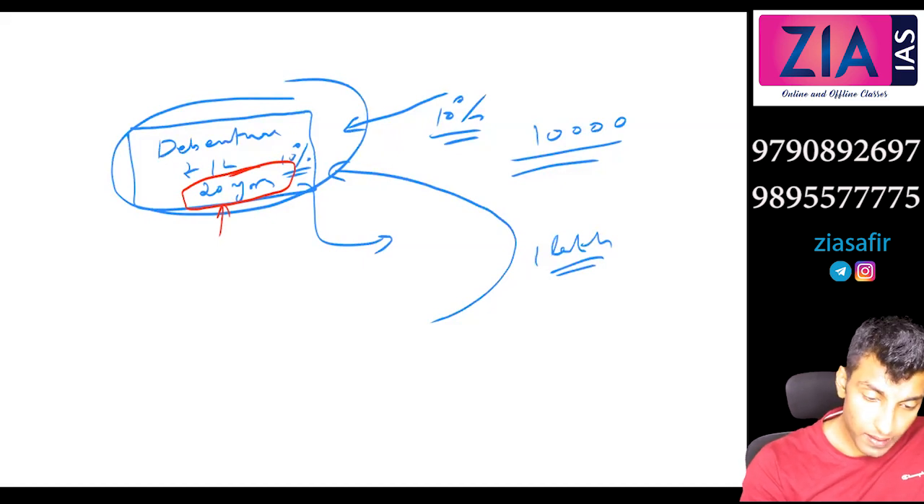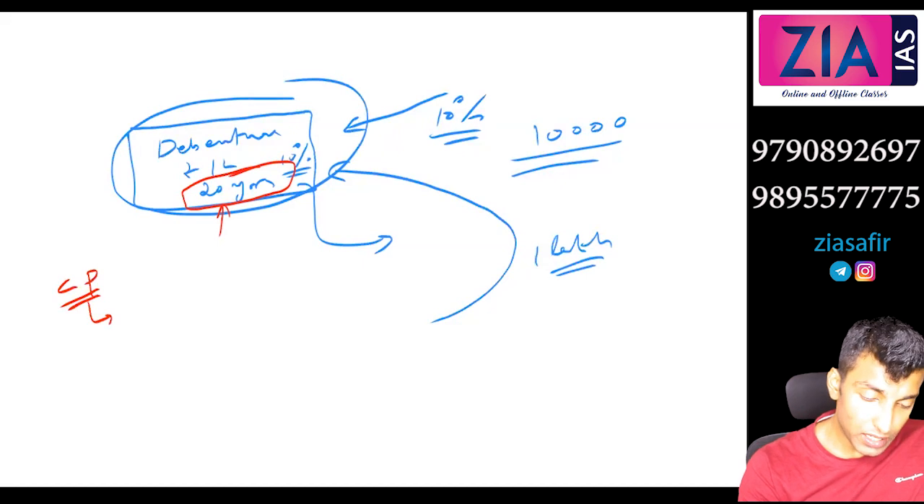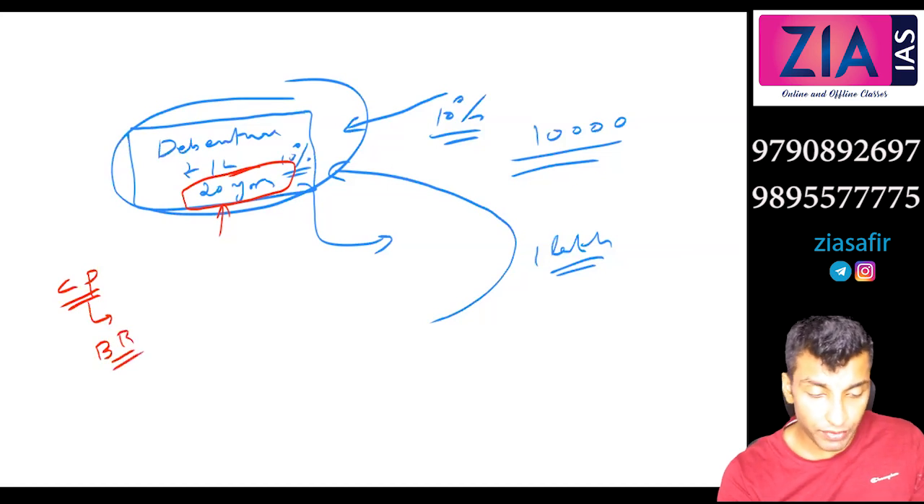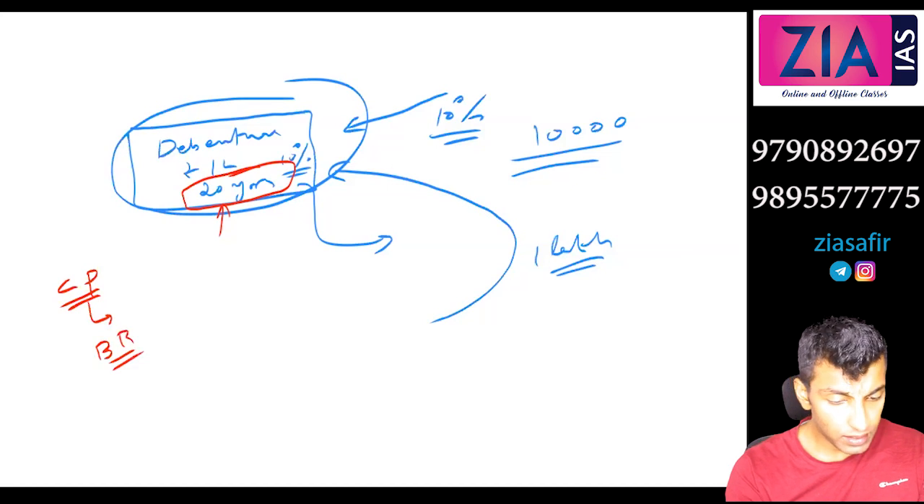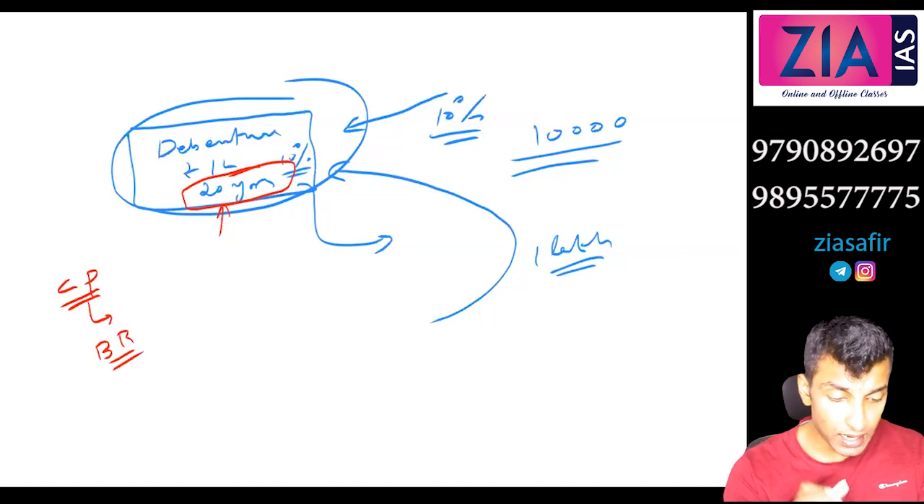Okay. Now next is commercial paper. We have already discussed it, so I will tell you quickly, as some new students are here. Commercial paper I have discussed in the context of bank rate. Bank rate is the rate at which RBI provides money to the banks against first class securities.